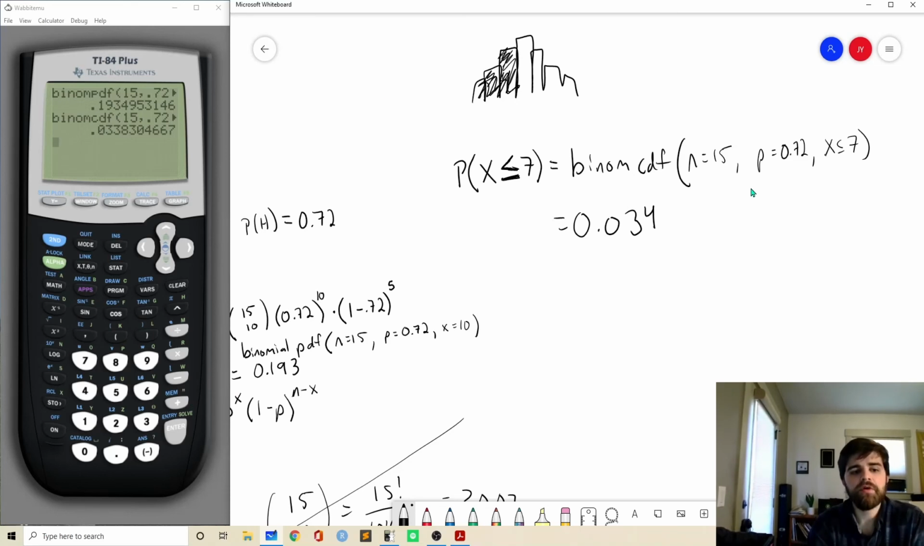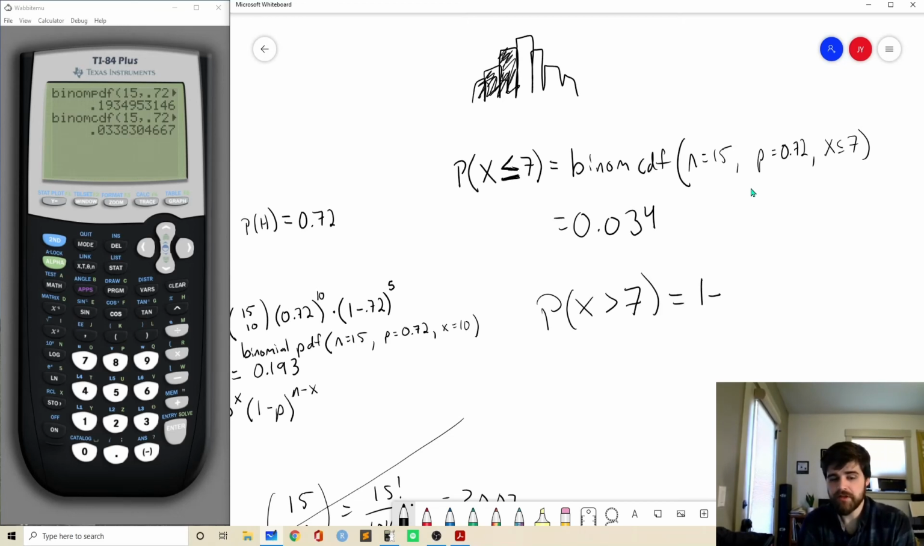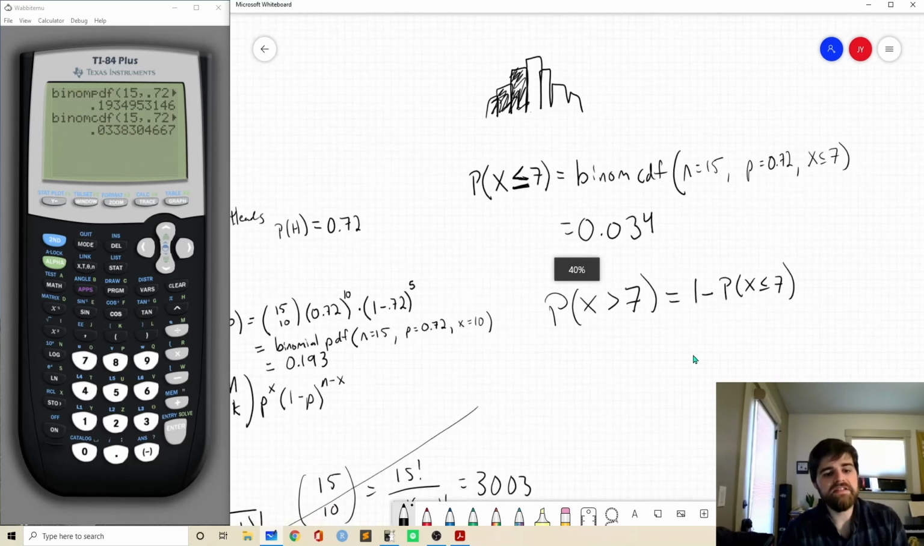You might be asking, what if we wanted to know the probability of x being greater than some value? There's no direct way to do that in your calculator, but you could see pretty easily that if I want to know the probability of x being bigger than 7, I can just do 1 minus the probability x is less than or equal to 7. We've done this before with normal distributions. If I want to know the probability of above some value, I just do 1 minus the probability below that value. So that's the big idea.